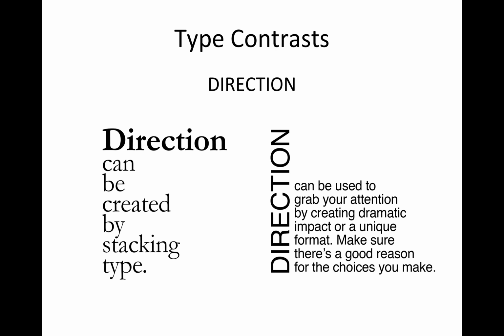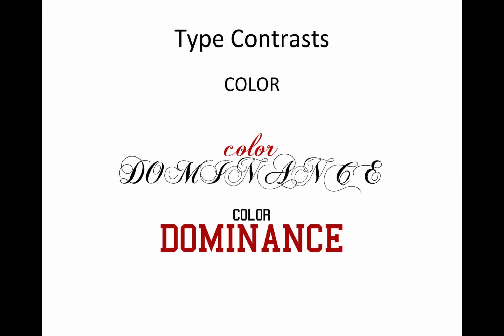Direction and alignment are an important way to think about how we will see the fonts and read them. Think about color and how it affects us. In the top object we see that color red first, and that's very legible, where the dominance is almost illegible. In the lower example, dominance is the first thing we read, and then we look at color.